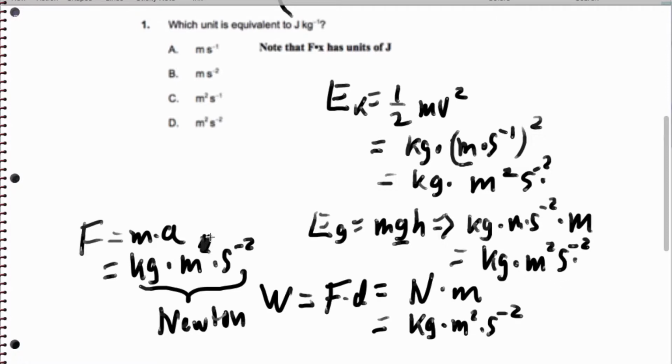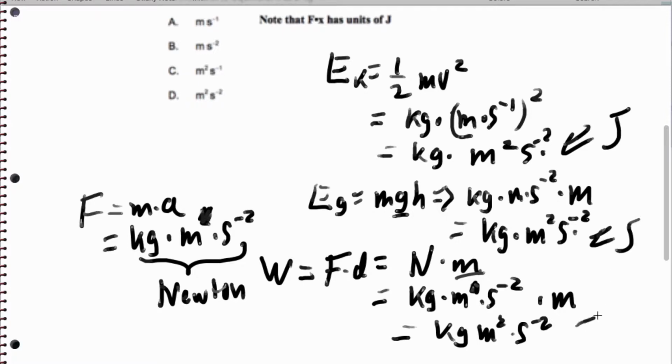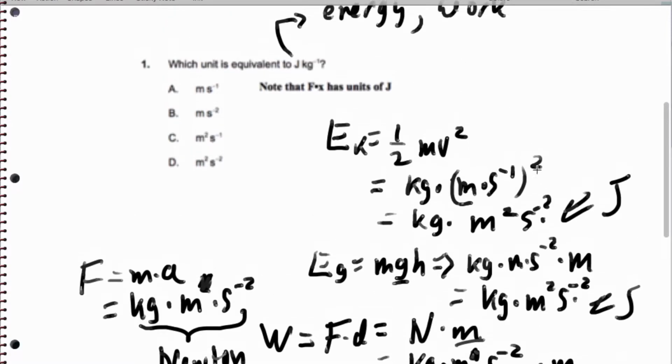sorry, that's meters per second squared, not meters squared, for the newton. So it's kilograms meters times seconds to the -2 times this extra meter here. So that's going to give me kilograms meters squared seconds to the -2. This thing that I'm calling a joule, in every case, can be broken down into fundamental units as kilograms meters squared times seconds to the -2.